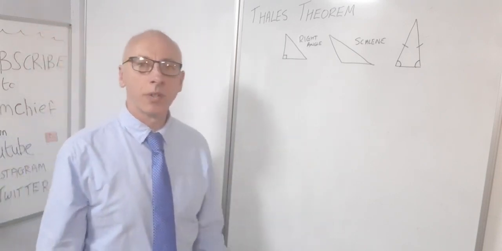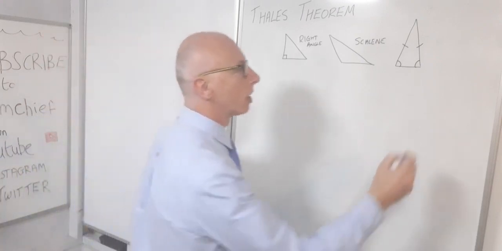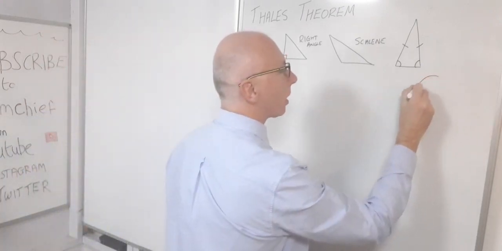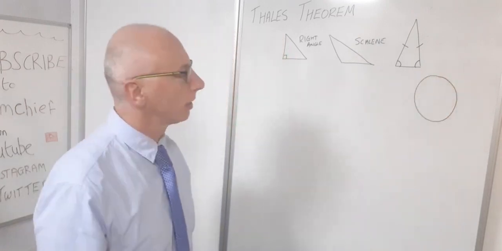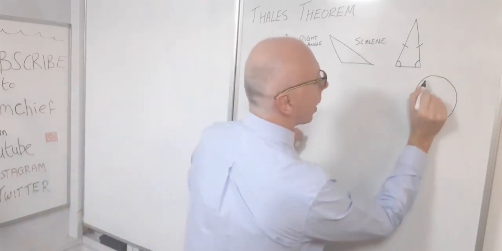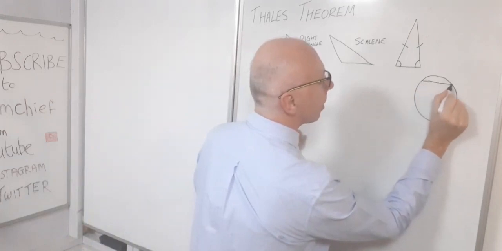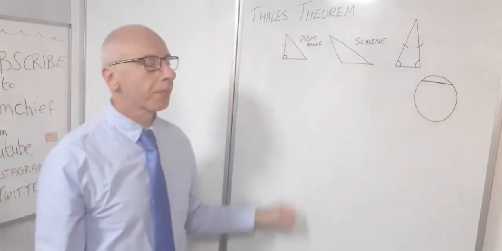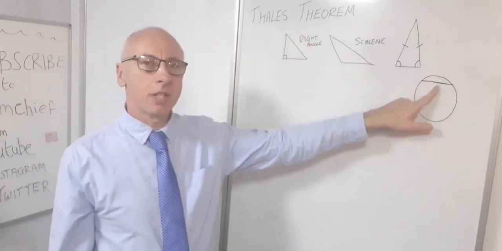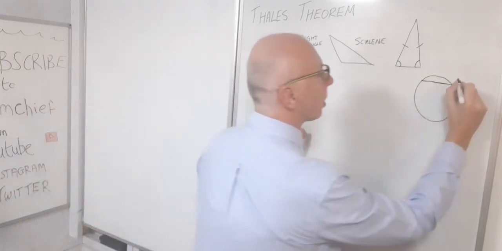Now we need to learn something about circles. So if I just try and draw a circle here, which doesn't look too much like a flat tire. Now we draw a line that intersects the circumference at two different points. This line here, this is called a chord.